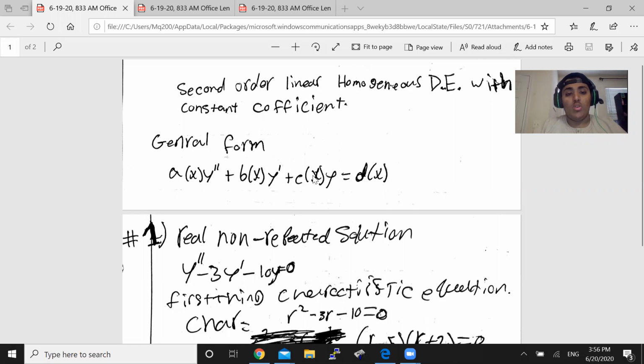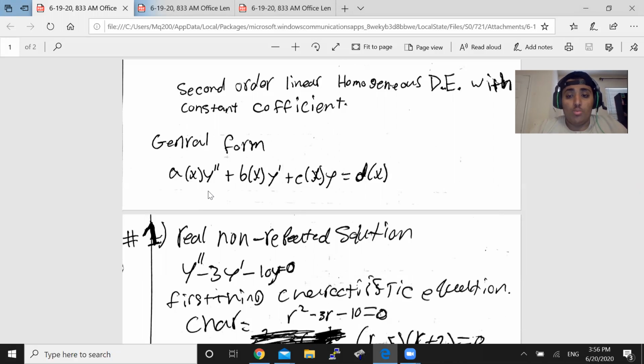And how do we know it's second order? Well, you see the highest prime in the equation, which is 2. That's how I would know it's y double prime right here, and that's how I would know it's a second order equation. Then how is it linear? Well, the y and its primes are multiplied by constants. That's how I would know it's linear. If it's multiplied by another variable, it's not going to be linear.